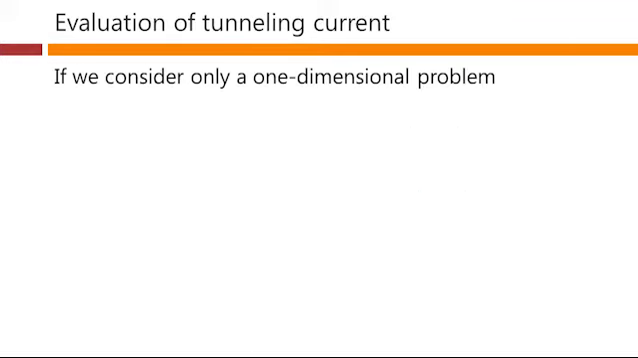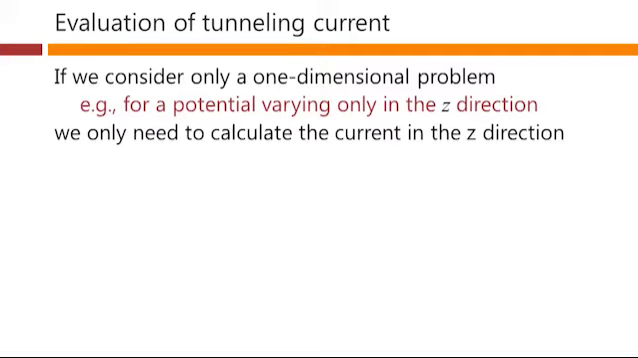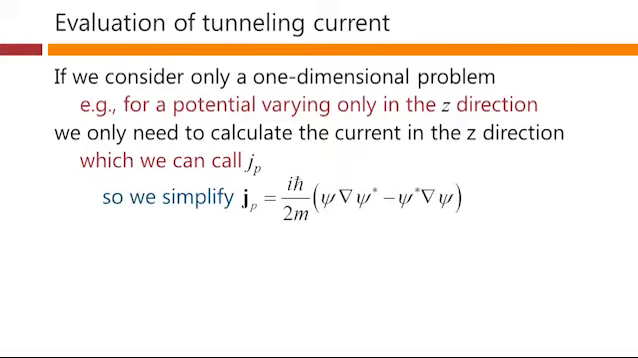If we consider only a one-dimensional problem, for example for a potential varying only in the z direction, we need only calculate the current in the z direction. And we could call that particle current just the scalar Jp, which we will understand now to be current density, particle current density, in the z direction. So we simplify our vector expression to a simple scalar one, and incidentally these gradients in here will now just be d by dz.